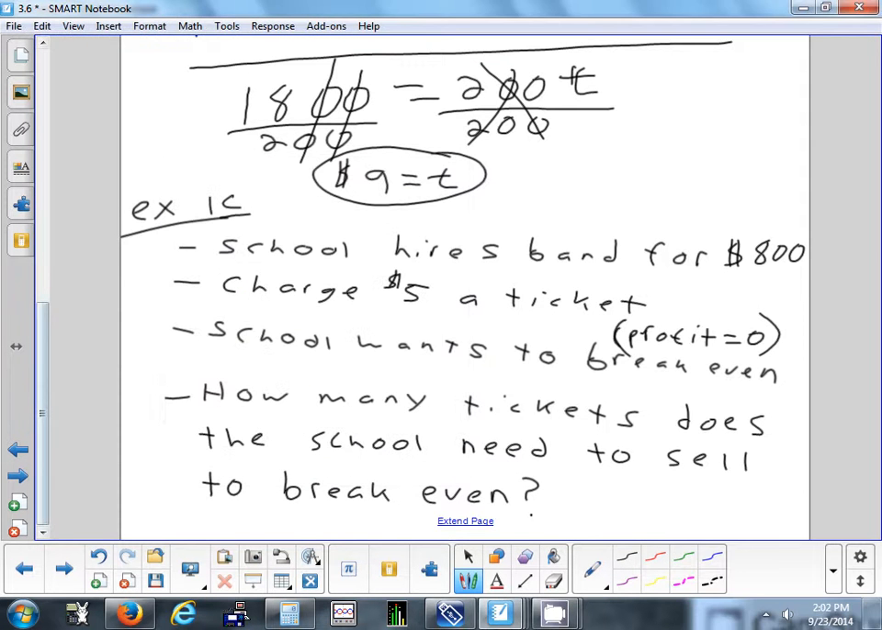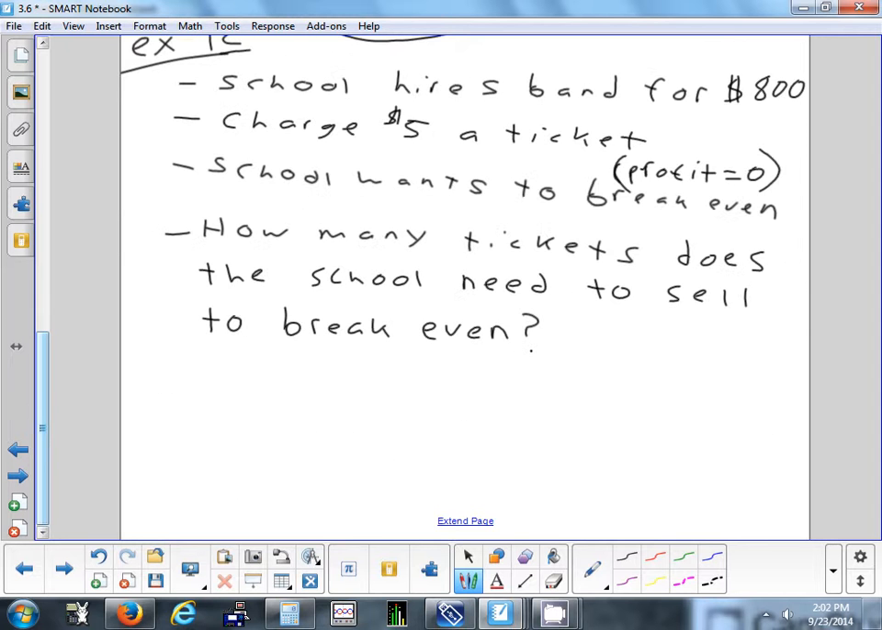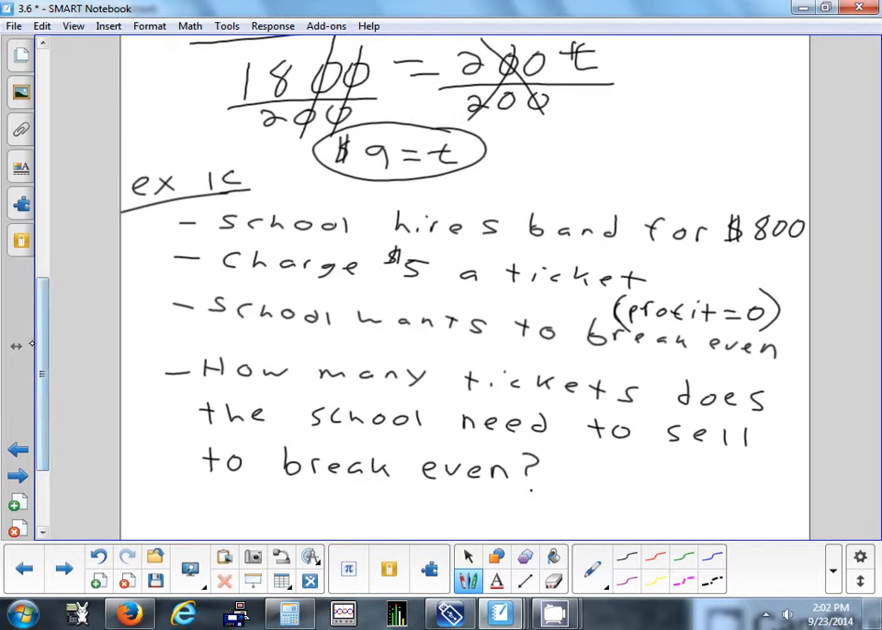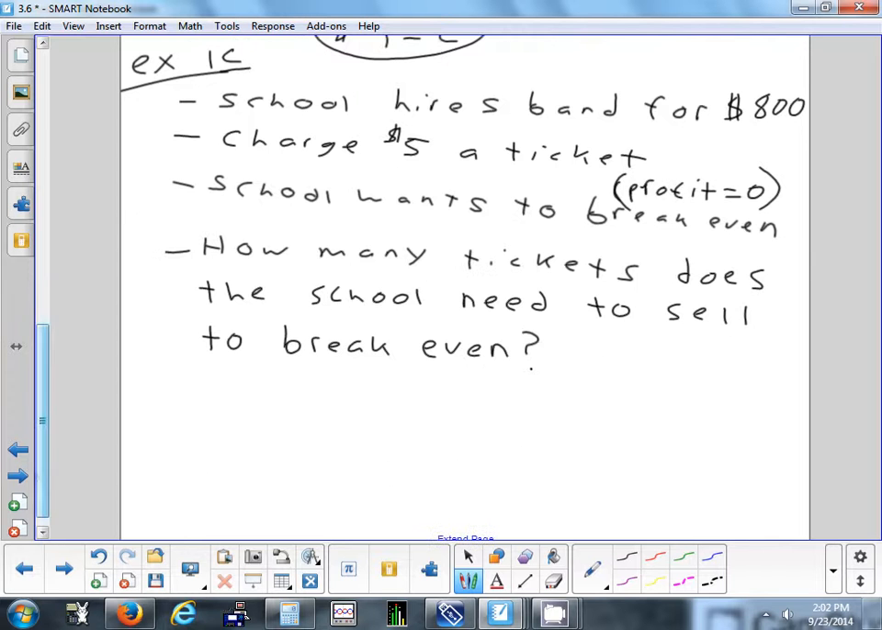All right, first thing we got to do is figure out what's our profit in this case. How much is our profit? Zero. So I filled in that for profit. How many tickets do we have to sell? 5. Oh, wait, do we know how many tickets we're selling? No. How many tickets do we have to sell? There's our number of tickets. T, that's our ticket price. 5. Ticket price is 5, yep.